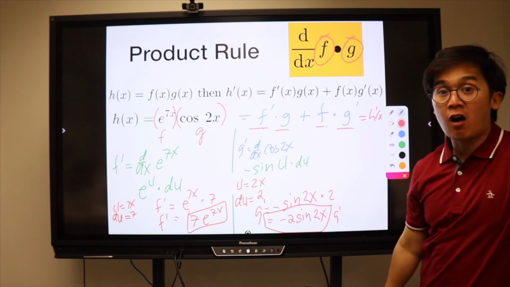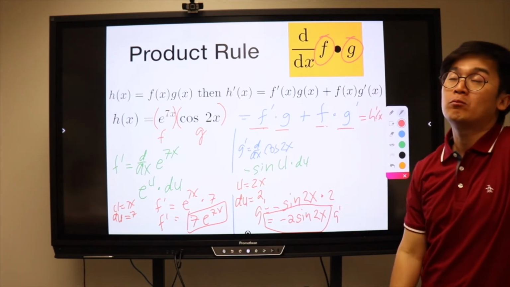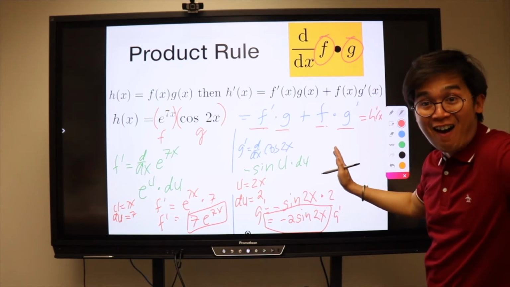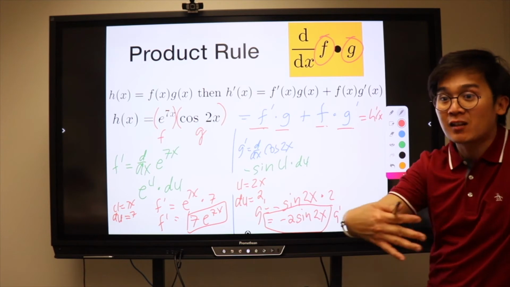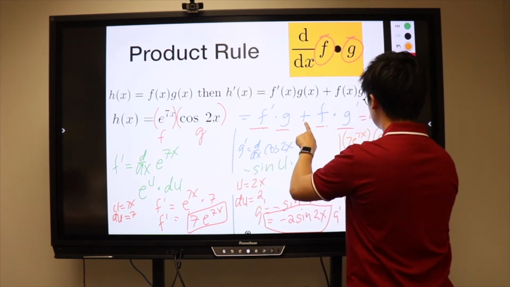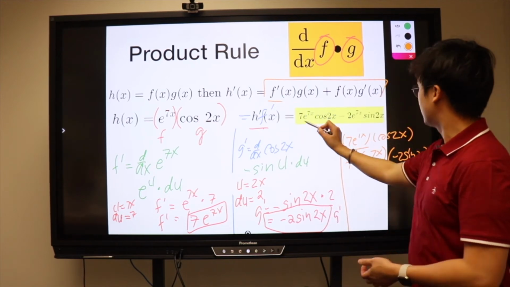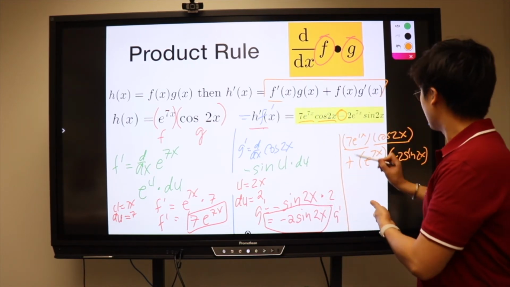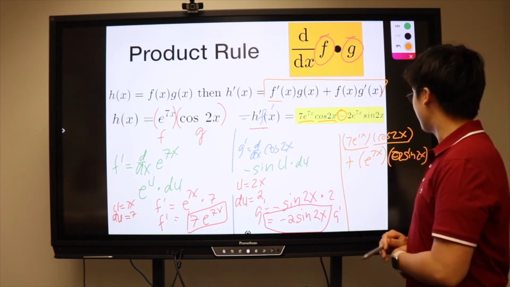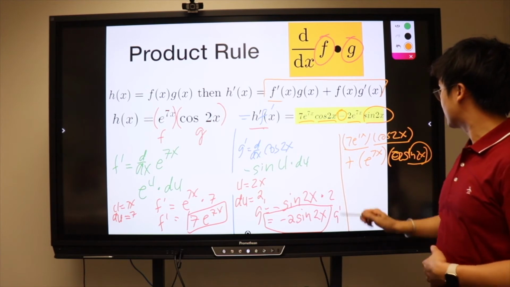Is it going to be a long derivative? Yes, because the formula is long. So since the formula is long, your answer will be long. Can you please write down your answer? Minus, but we know it's minus, right? Minus, minus, because of that. And sine 2x, sine 2x.